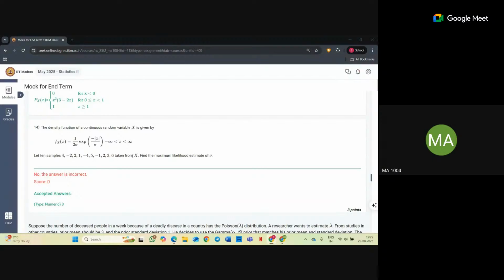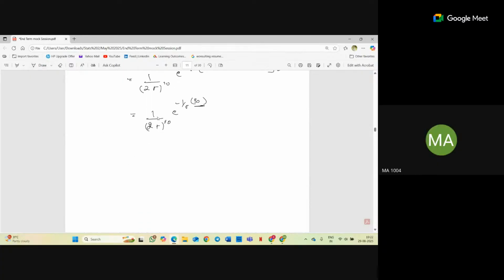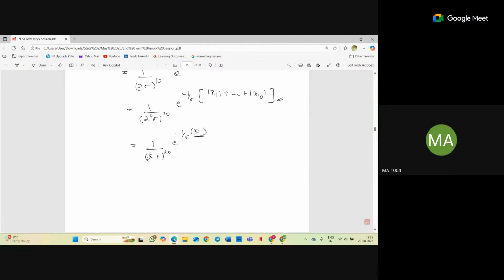30. You are getting 30. Is this clear, how we got 30? We added all the positive values because it is asking for the mod of all the values, the absolute value.